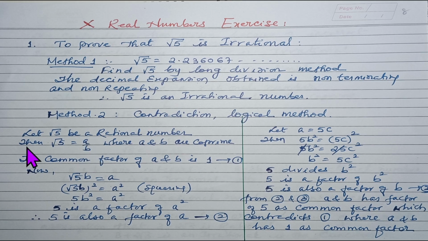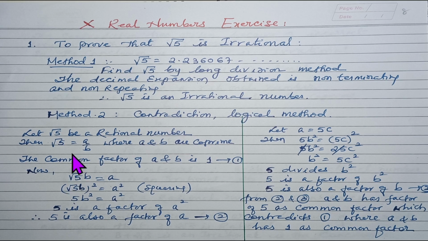Always remember, when root 5 is expressed as a rational number p by q, you have to cancel out or remove the common factors of p and q. You will get a and b, which are co-primes, and you know that the common factor of a and b is 1. Because a and b are co-primes, the common factor of a and b is definitely 1. So that is my first statement.